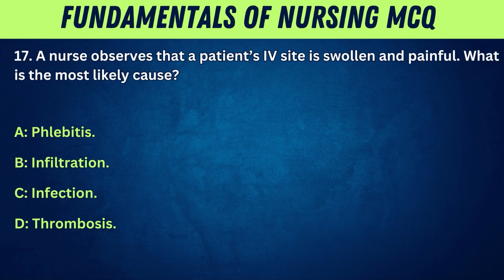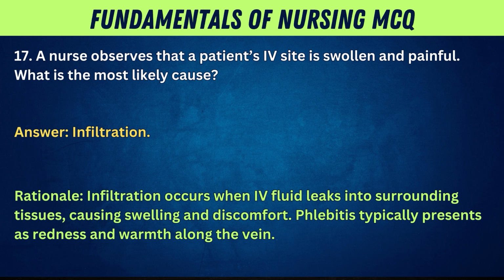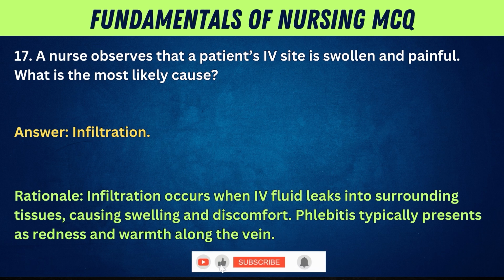17. A nurse observes that a patient's forearm is swollen and painful. What is the most likely cause? A. Phlebitis. B. Infiltration. C. Infection. D. Thrombosis. Answer. Infiltration. Rationale. Infiltration occurs when fluid leaks into surrounding tissues, causing swelling and discomfort. Phlebitis typically presents as redness and warmth along the vein.